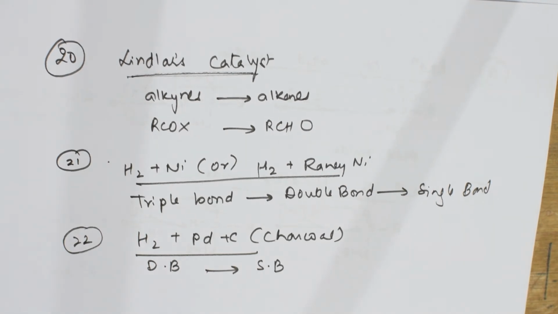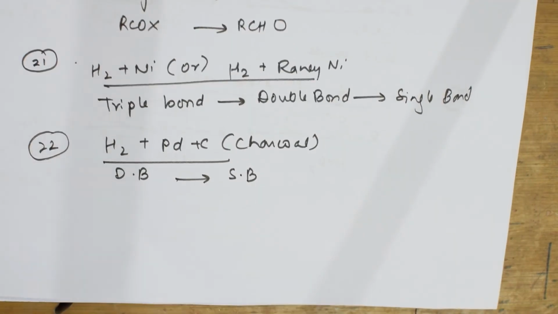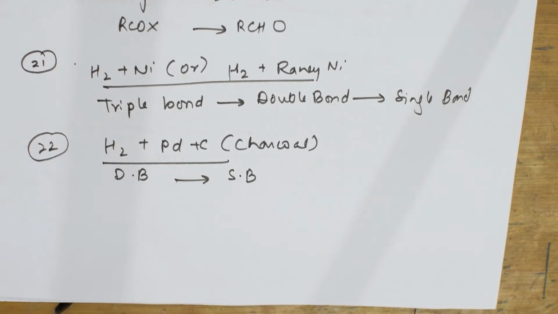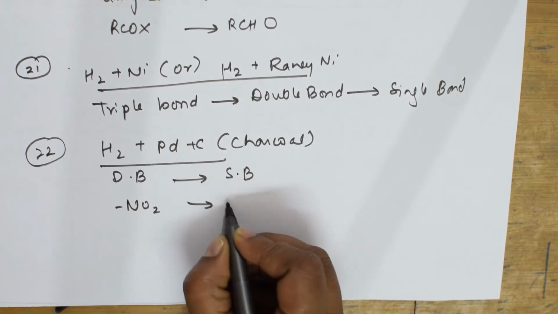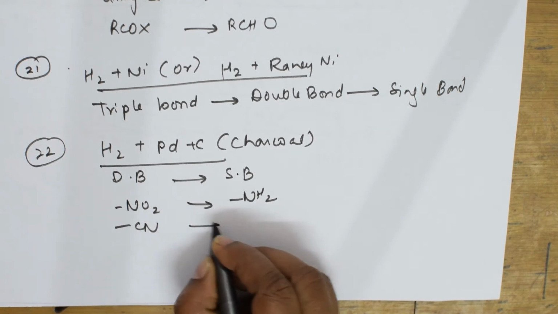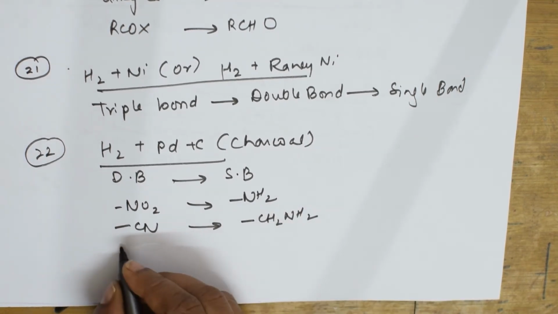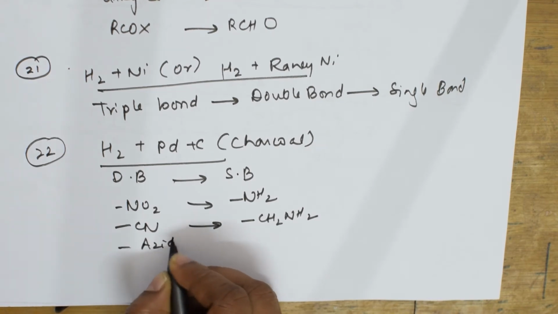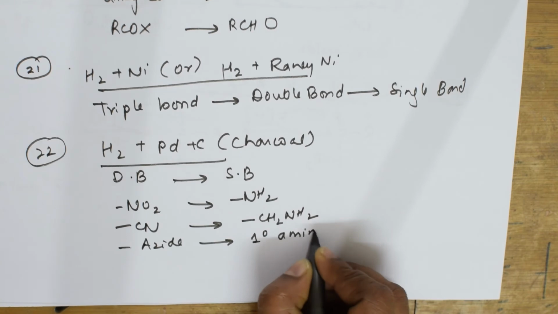After this, what is the other thing for which this catalyst works, which it acts as a reducing agent for? In the presence of hydrogen, palladium and charcoal, the nitro group gets reduced to amines. Remember this, the cyano group gets reduced to CH2NH2. Azide gets reduced to primary amine.